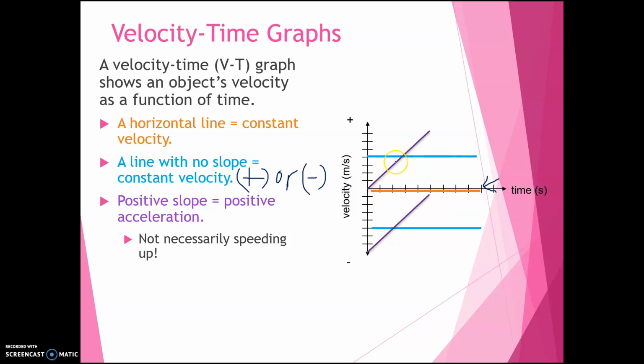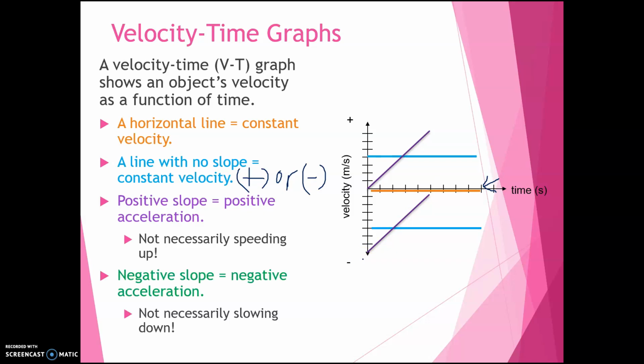So the object's still moving towards this positive direction. Both objects of these purple lines are moving towards the right. However, the one down here starts at maybe 12 meters per second. Then it goes to 10 meters per second, 8 meters per second, 6, 4, 2, and eventually 0. So the object is slowing down. So just because something has positive acceleration does not mean that it's always going to be speeding up.